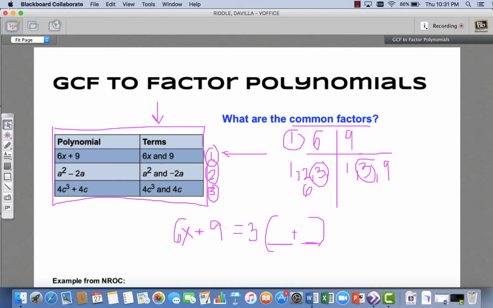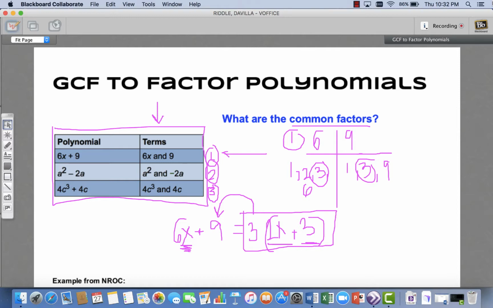You are very, very close. Remember that there is an x right here. Do you want to try it again? You're super close. This is 3 for sure. Yes. Perfect. Yay! Awesome job. So this would be the expression for 6x plus 9.